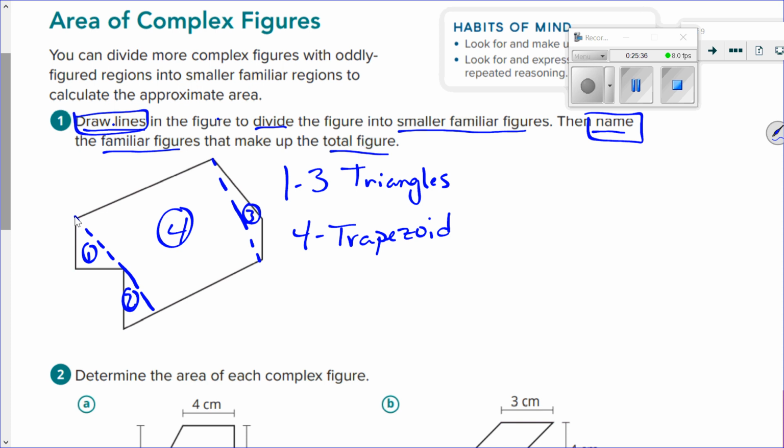Was that the only way you could do this? No. Honestly, if you really think about it, there's probably about 20 to 30 different ways I could divide this figure up. So, the bottom line is, any of them can be valid. Just make sure you've done it in shapes that you can find the area of. Does that make sense? Okay.